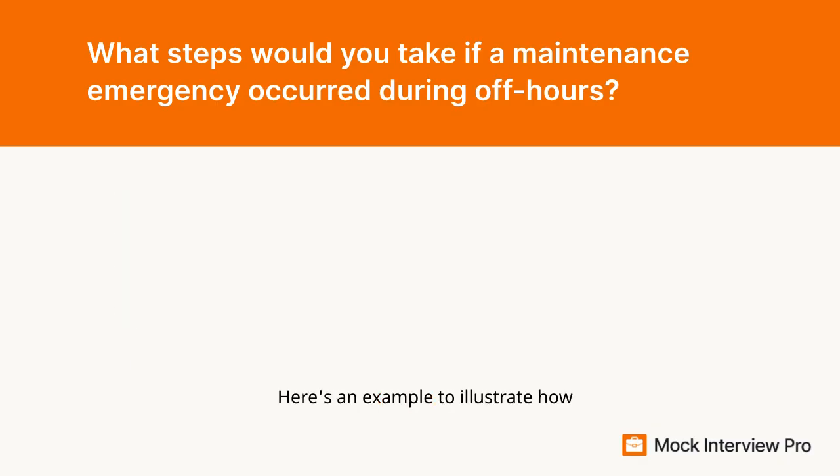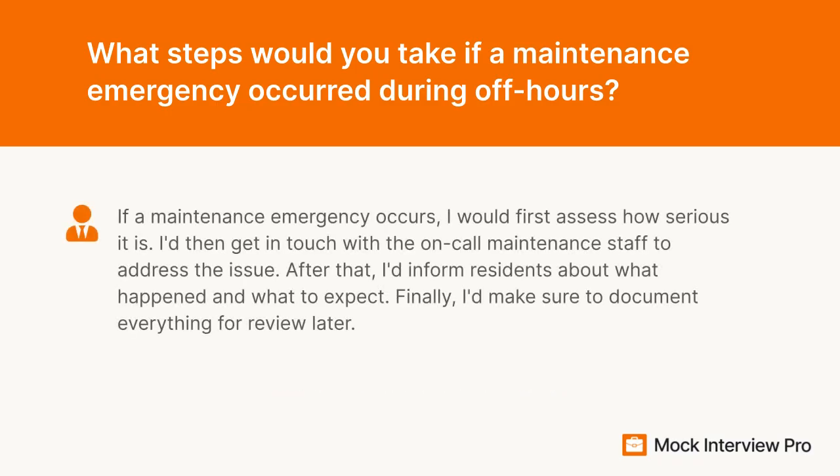Here's an example to illustrate how you might handle such a situation. If a maintenance emergency occurs, I would first assess how serious it is. I'd then get in touch with the on-call maintenance staff to address the issue. After that, I'd inform residents about what happened and what to expect. Finally, I'd make sure to document everything for review later.